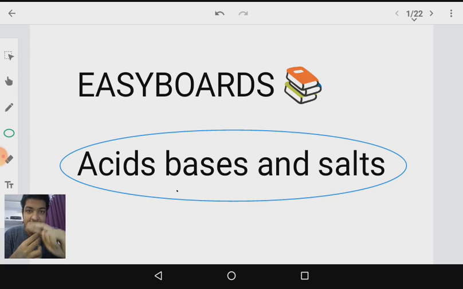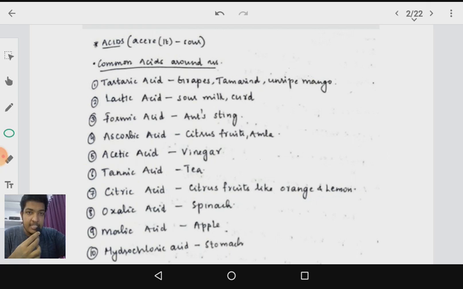Today we are going to discuss the second chapter of chemistry, which is acids, bases and salts. This is a small chapter which deals with basically three topics. First is regarding acids, second is regarding bases, and third is related to salts. So let's start with the first topic, that is acids.